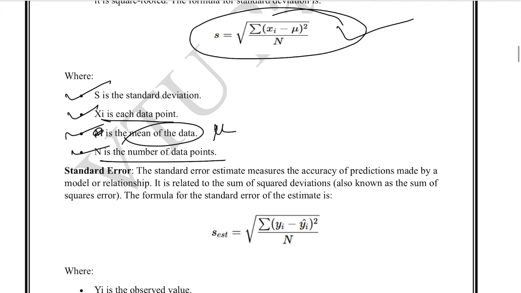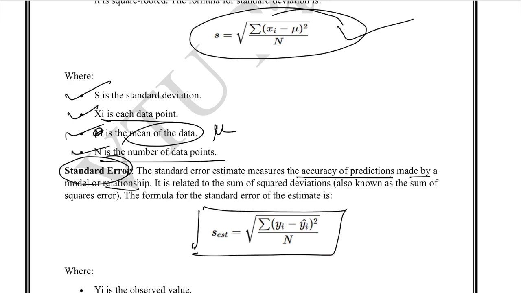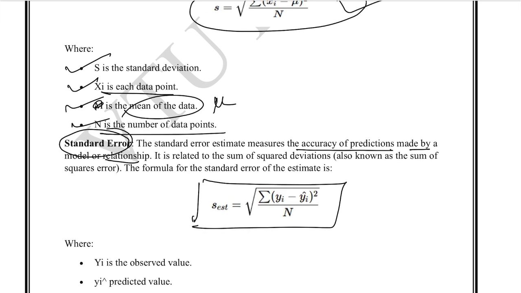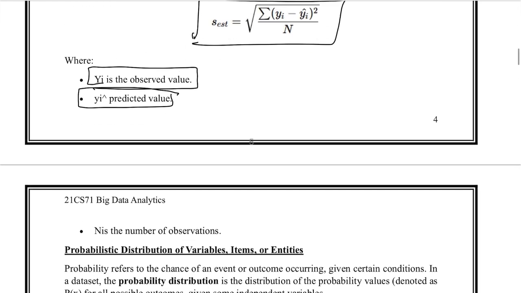Next is the standard error. Obviously, when you want to calculate the accuracy of predictions made by a relationship, you have to check how large the error is, or what the formula is to check the standard error. The formula is S estimate equal to square root of summation of (yi minus y cap) squared divided by n, where yi is the observed value which you are getting, y cap is the predicted value, and n is the number of observations.